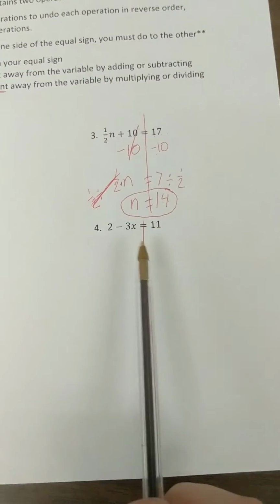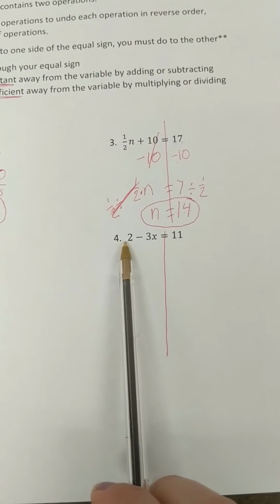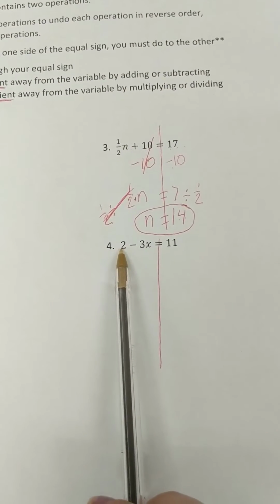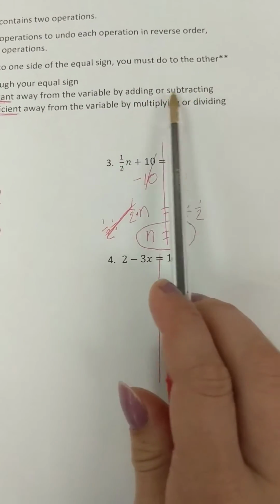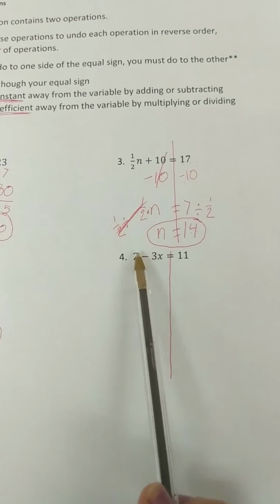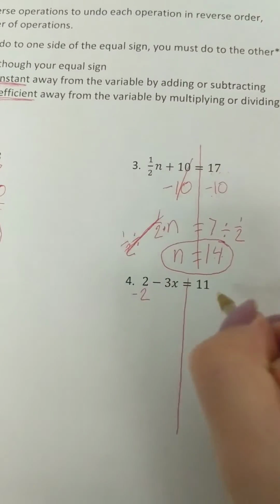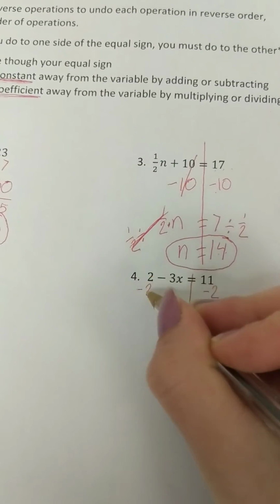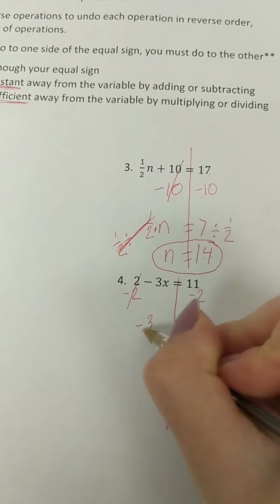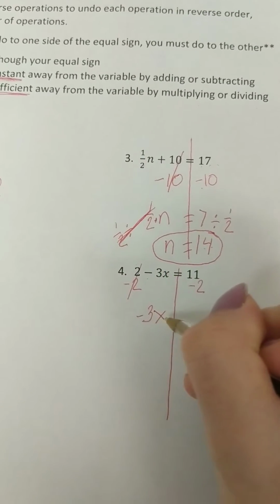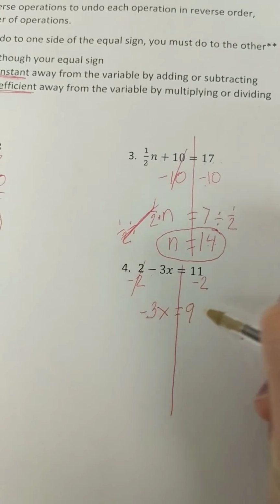Okay, so we're not going to deal with this minus sign right now because I'm going to deal with the 2. I don't have a symbol in front of my 2, which means my 2 is positive. And if it's positive, I either need to add or subtract to move my constant. If it's positive, subtracting will get rid of it because 2 minus 2 is 0. This negative sign needs to come down with my 3. So I have negative 3x equals, and then I have 11 minus 2, which is 9.